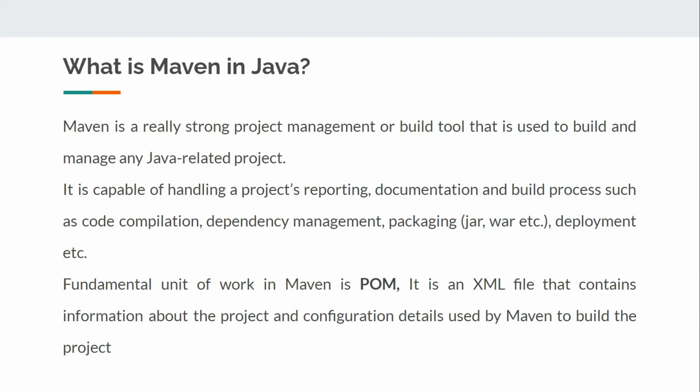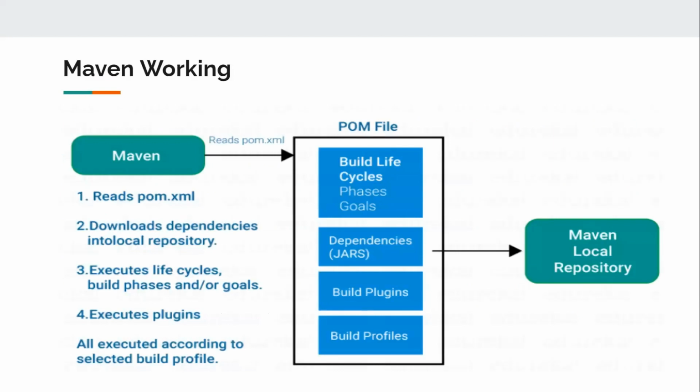The fundamental unit of work in Maven is the POM, which is the project object model. It is nothing but an XML file that contains information about the project and the configuration details used by Maven to build the project. Now let us see the overview of how Maven exactly works in our local system.